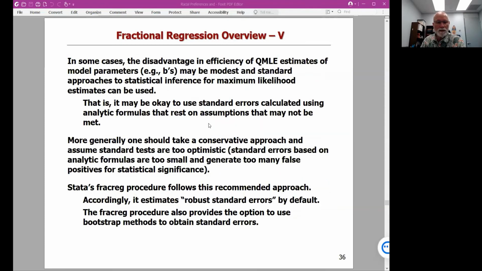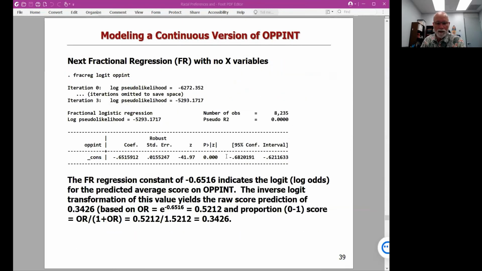I'm going to gloss over the methods that are used, and let's go straight to getting some results. A simple fractional regression with no independent variables will give you a single coefficient. That single coefficient is a Logit coefficient, but it's not your traditional Logit coefficient like in binary Logit regression. It is the Logit for the predicted mean of the variable that ranges from 0 to 1. And then what I mean by that is explained down here. The fractional regression constant here of minus 0.65 is the Logit for the predicted value of the mean of the 0, 1 continuous variable.